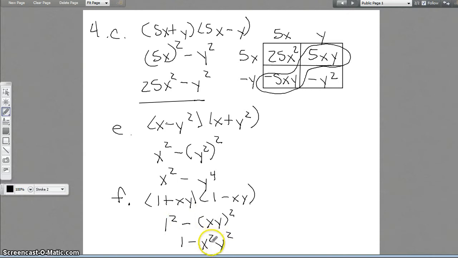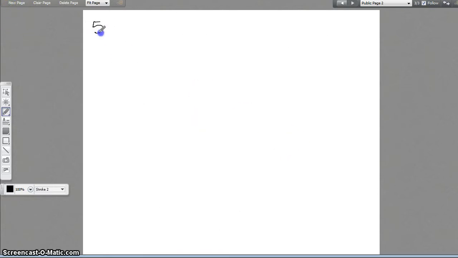Number 4 is just like number 10 that I assigned for homework. So it's just multiplying out what you're given. It's just that since everything that you're given is the sum of two terms multiplied by the difference of two terms, we can use our shortcut formula of a squared minus b squared. So now let's move on to the next problem, number 5.